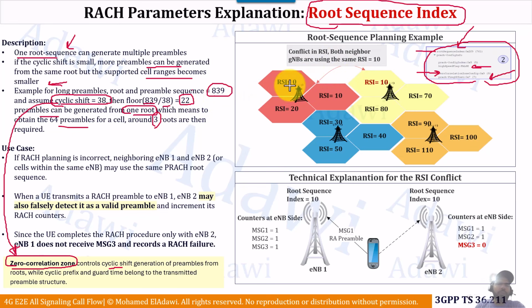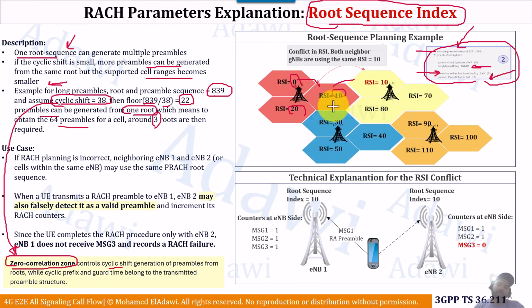For example, here I'm assuming that each cell needs at least a range of 10 root sequence indexes. For example, this one starting at 0, this one 10, this one 20. So I'm assuming you need 10 root sequences per cell, for example. So this means if any neighbor cell reuses anything between, for example 5 or 6 or the same one, this might cause a conflict or a confusion.